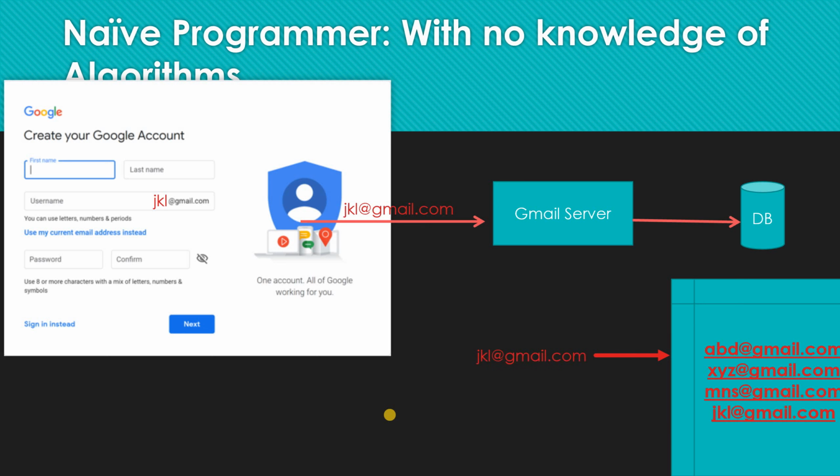So it will first be matched with abd@gmail.com. No, this is not a match. Then it will be matched with xyz@gmail.com. No, this is also not a match. Then it will be matched with mns@gmail.com. No, this is also not a match. Then it will be matched with jkl@gmail.com, and this is a match.